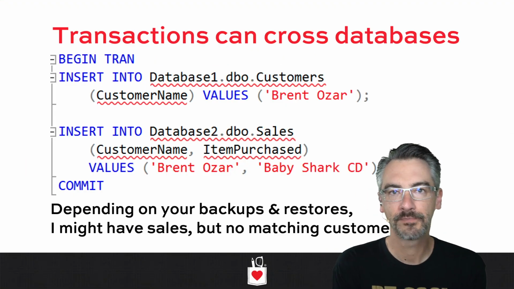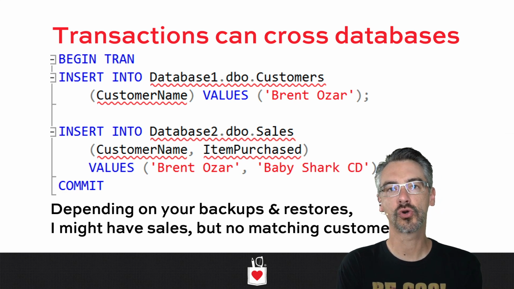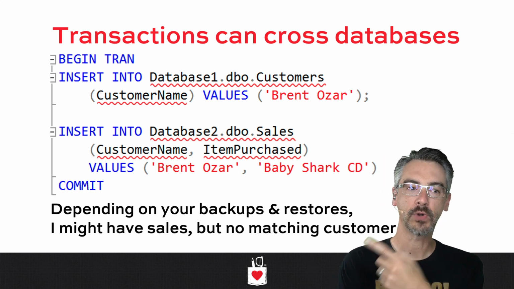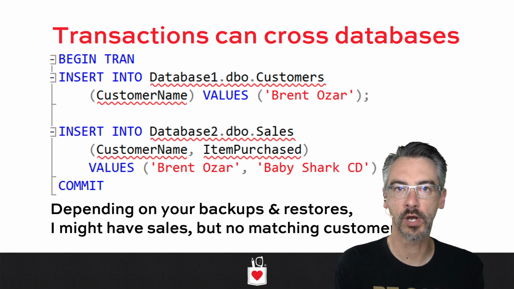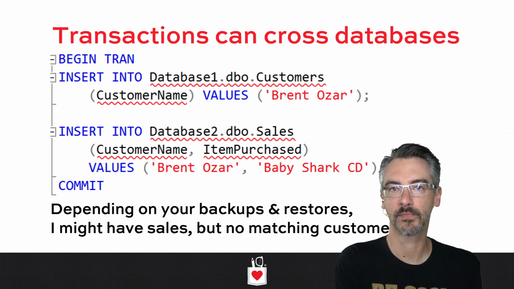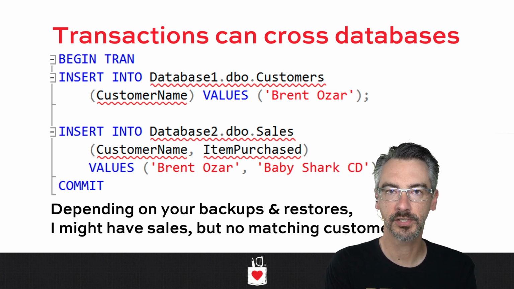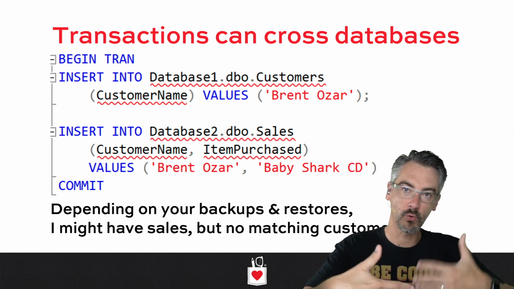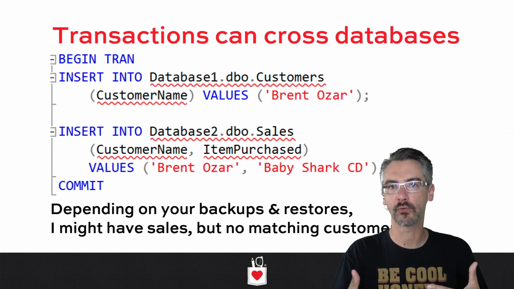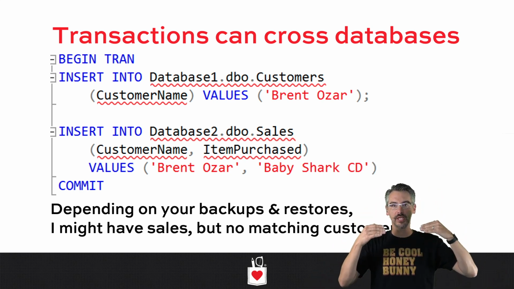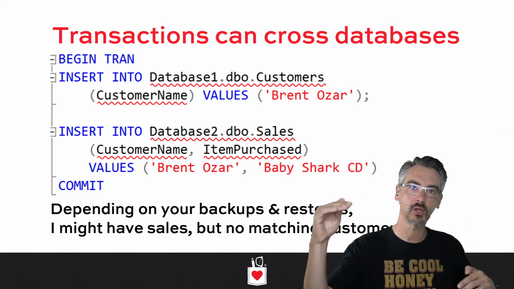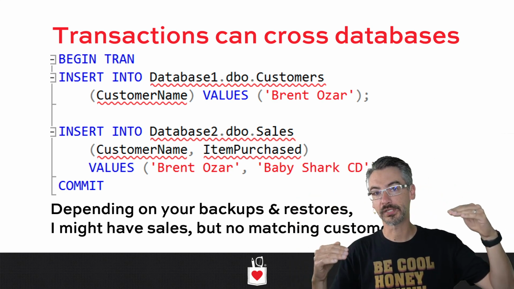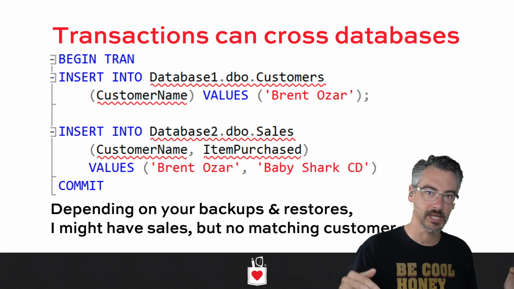The problem with that is that user transactions can cross databases. I can run a transaction here that says go add a customer into database 1, and then over in database 2, go file an order for them. Go insert an order for that exact same customer. Well, depending on the order of my backups and the way that I do my restores, if I restore both database 1 and database 2, I can have a point where there's a sale without a matching customer, or opposite, I can have a customer without a matching sale.